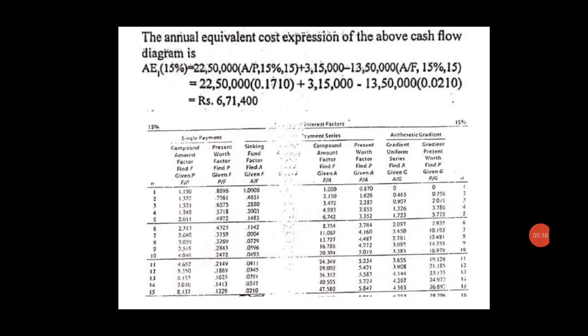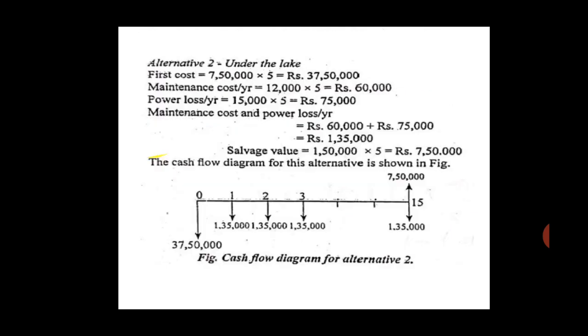So by calculating for 15 years, where n is equal to 15 years and the interest rate is 15%, we get the annual equivalent value as 6,71,000 for the first proposal. Okay, that is around the lake. Now coming to under the lake, the other proposal, alternative 2.